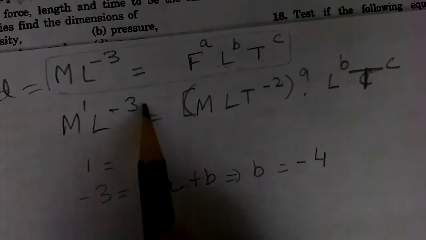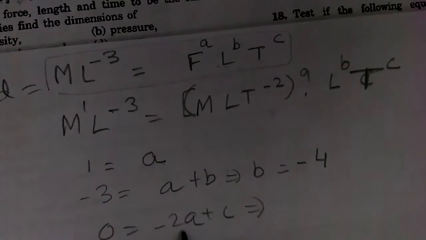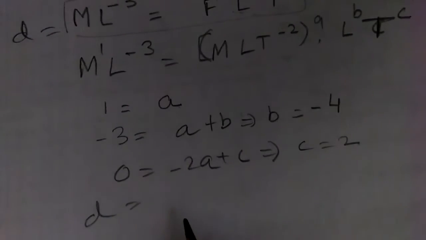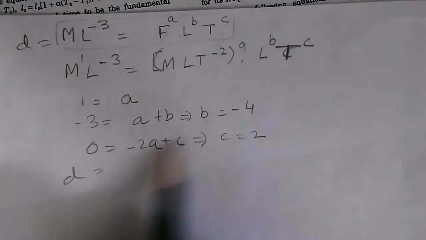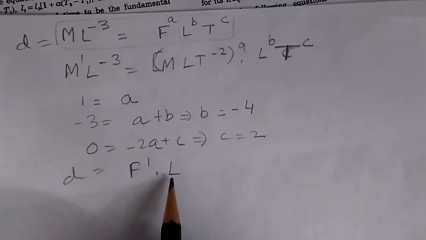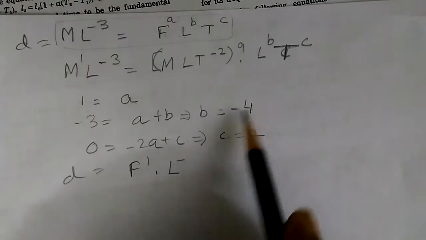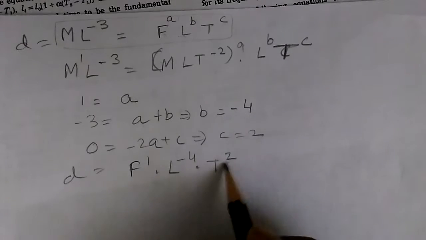And finally T to the power is 0 here, so 0 is equal to T to the power minus 2A here and T to the power C here, so minus 2A plus C. This implies, now we substitute the value of A here. A is 1, so minus 2 plus C, so C is equal to 2. So that means the density can be expressed as, going back to our original expression here, density is force to the power A. So force F, we have A as 1, so force to the power 1 multiplied by length to the power of B, which is minus 4, and then time to the power of C, or 2.